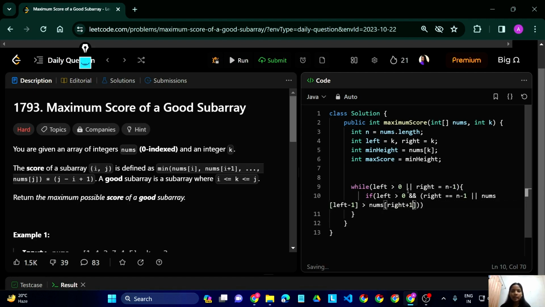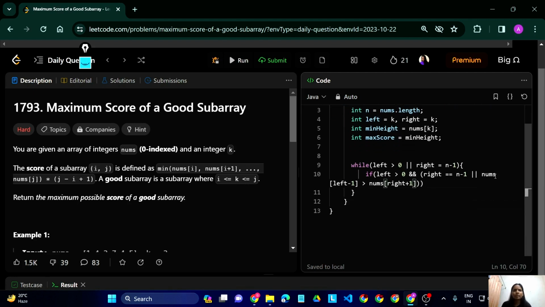That simply means, when you are expanding, you have both the pointers initialized at k. Since i has to be less than or equal to k, it can only move towards the left, and j can be greater than or equal to k, which means it can only move towards the right and not left. So when you move your left pointer one towards the left and you see that the value at the k minus 1th index is greater than this, you will decrement your left pointer. Why? Because you cannot take the greater value, since you want the minimum of it, so you will keep moving the left pointer.